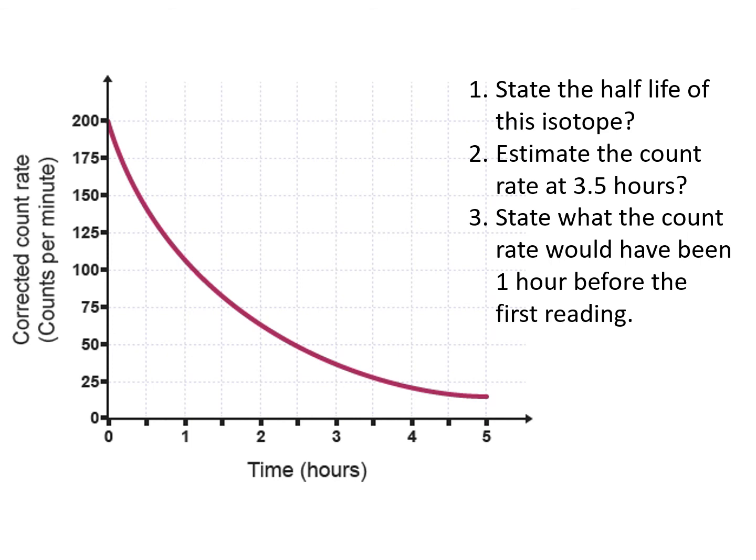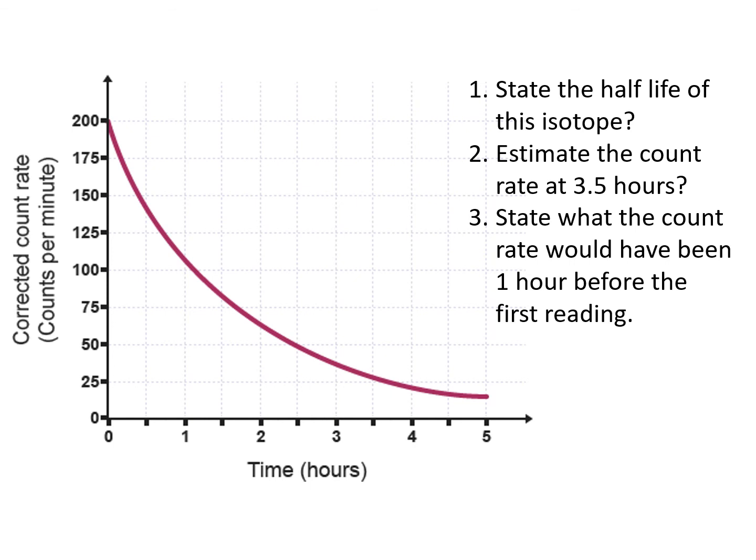Now estimate the count rate at 3.5 hours. Okay, so we look along the bottom axis until we find 3.5, which is halfway between 3 and 4. We draw a line directly upwards from 3.5 and then draw a line directly across. Now, to my eye, that looks like it's just above 25. So I'm going to go with the corrected count rate being 27 counts per minute.